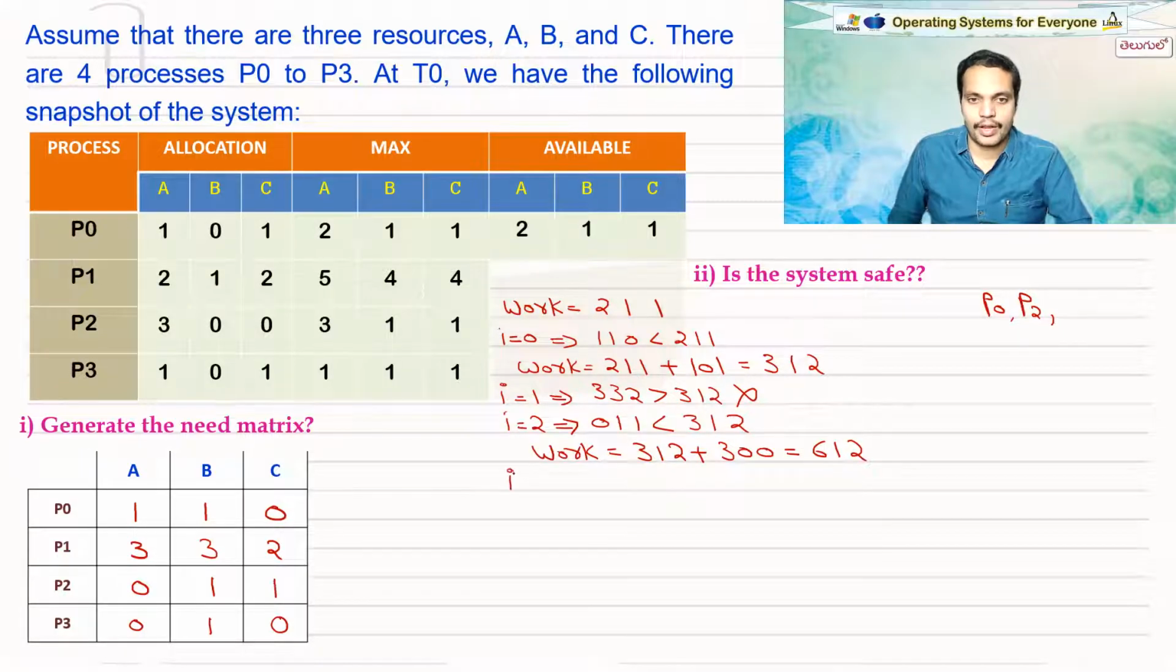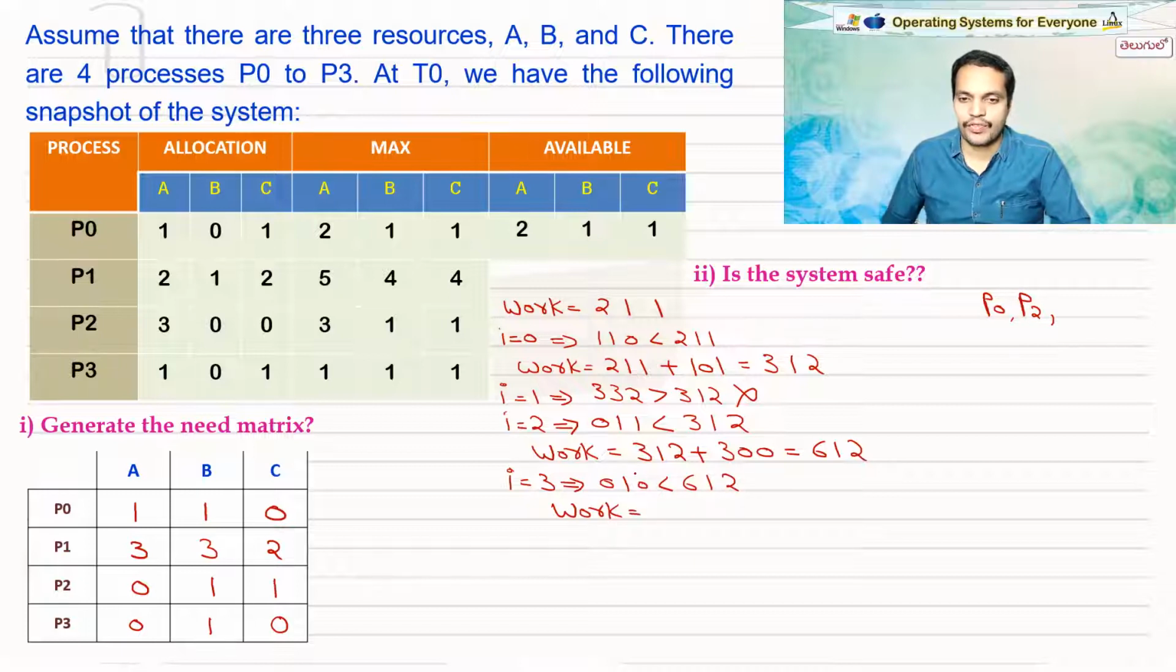Next, let me try for I is equal to 3. So here the need is 0, 1, 0, which is less than your 6, 1, 2. So now the new work will be, after it releases all the resources, 6, 1, 2 plus the allocation of P3, 1, 0, 1, that is equal to 7, 1, 3. So next comes P3.